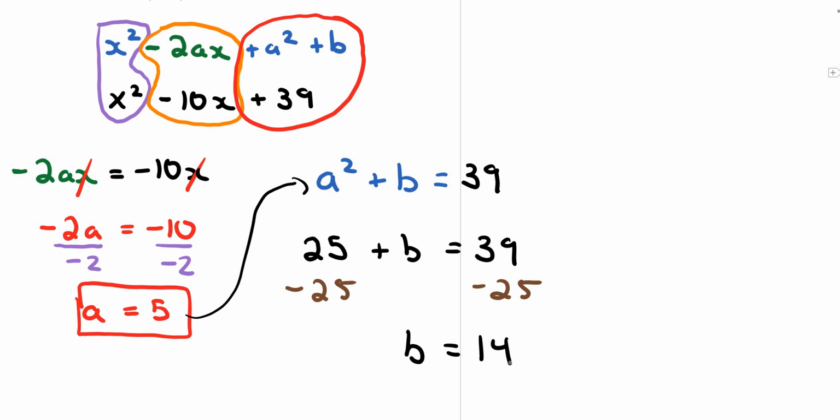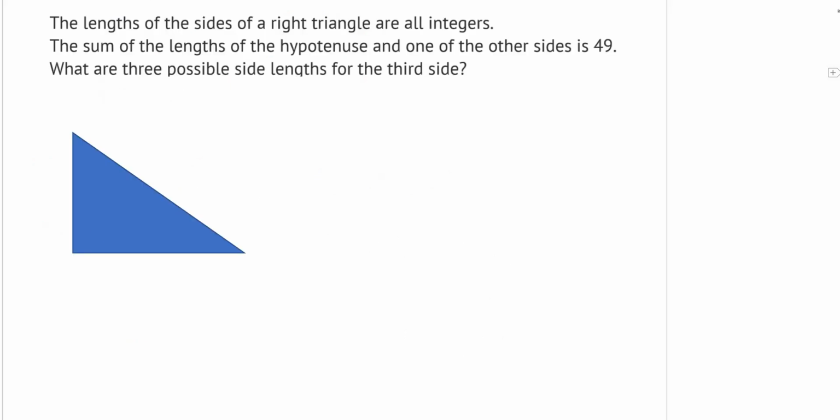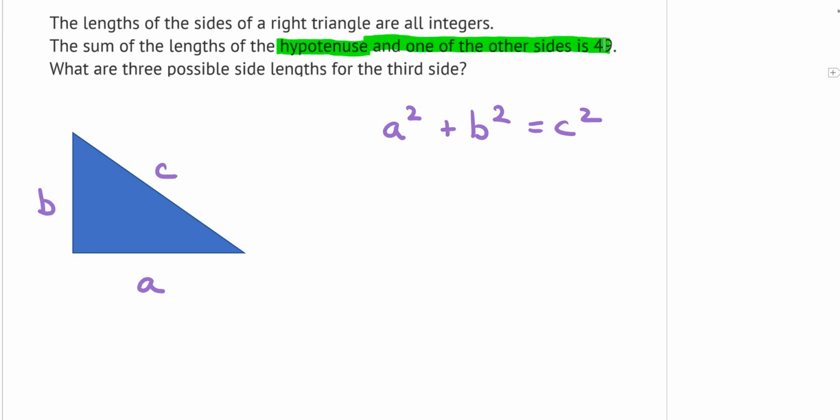You do quite a bit of those kinds of questions in senior level math. Question: we have a right triangle, and the lengths of the sides are all integers. If we're labeling this triangle, I guess we can say this is A, this is B, and this is C. And using the Pythagorean theorem, we can write a squared plus b squared equals c squared. Now this question also tells you that the hypotenuse and one other side sum to 49.